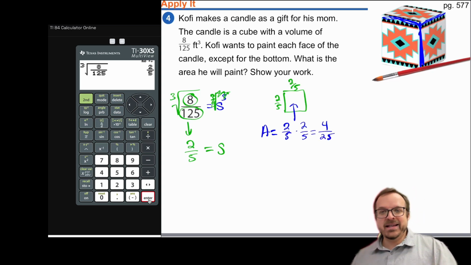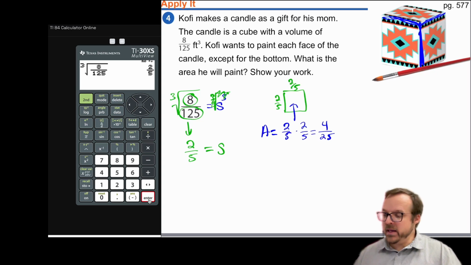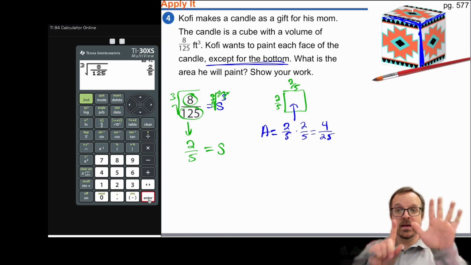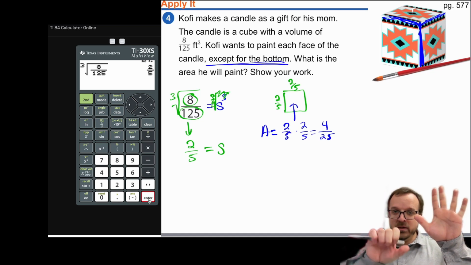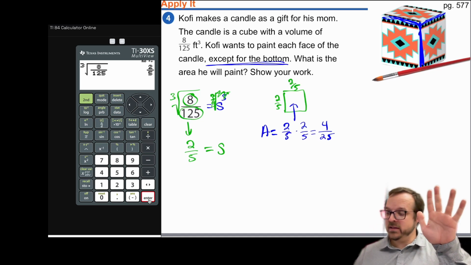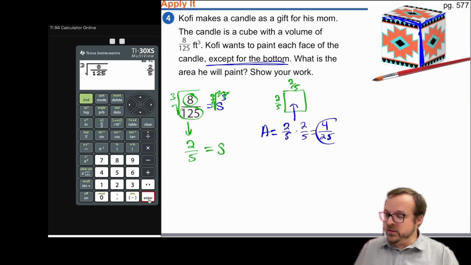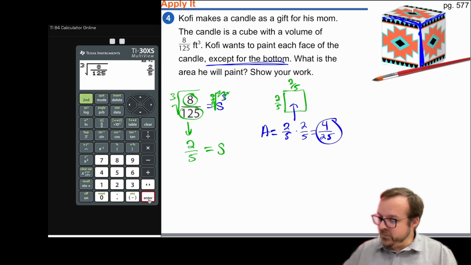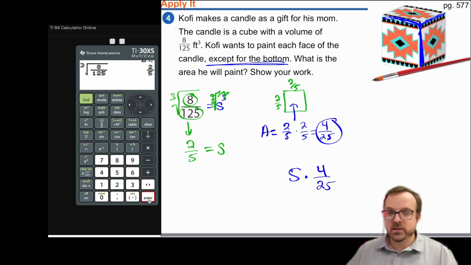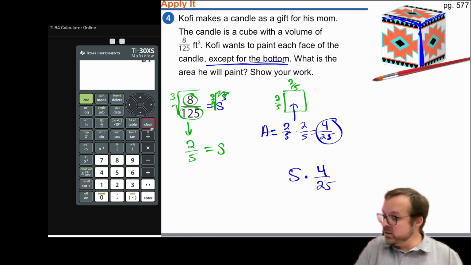But how many sides of this cube are we painting? It says, what is the area he will paint if he paints everything except the bottom? A cube has 6 sides. We're not going to paint the bottom. So we have 5 sides to paint. Because one side is 4/25, let's times that by 5. So 5 times 4/25. Right on over here to your calculator if you need that, okay?